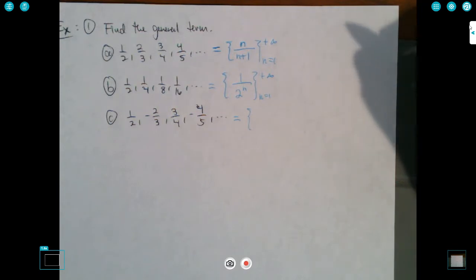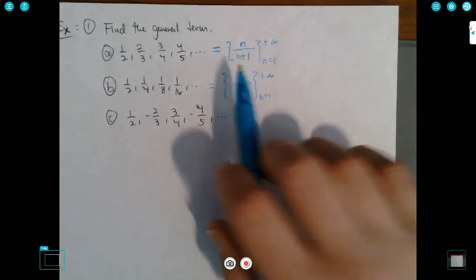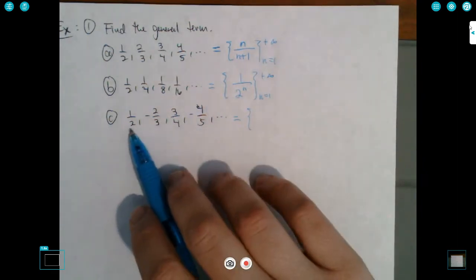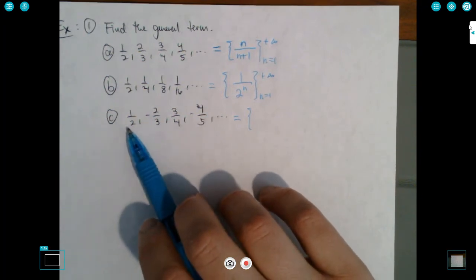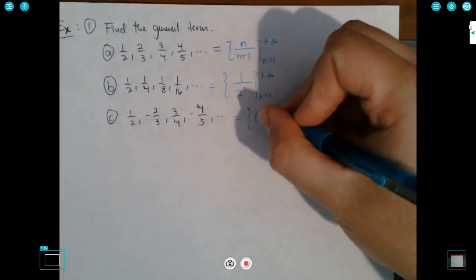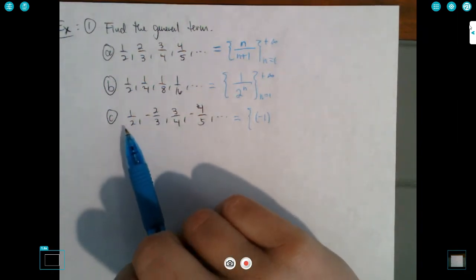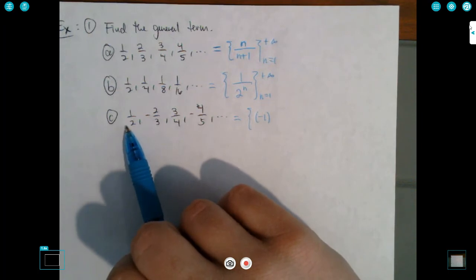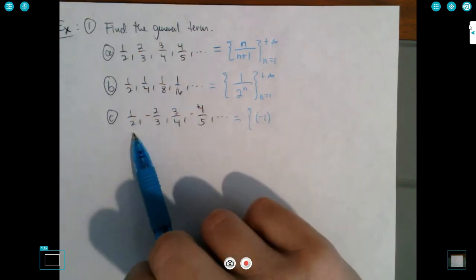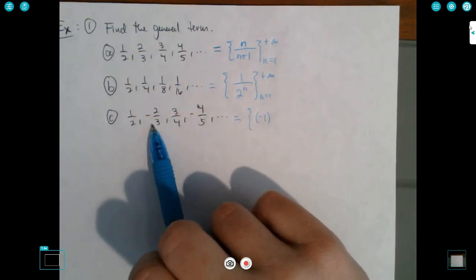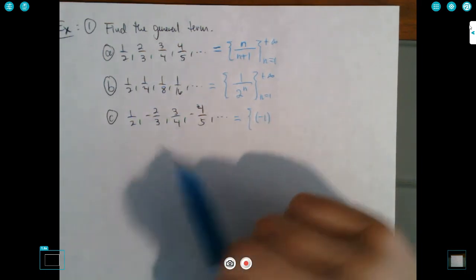So here's my solution. As far as the numbers are concerned, I know that it's n over n plus 1, because I already figured that out. But how do I get the alternating signs? Well, the standard trick is to use -1 to some exponent in n. Here we want a positive value, and that's going to happen whenever our exponent is even. But on the next term, we want a negative value, and that's going to happen whenever our exponent is odd.